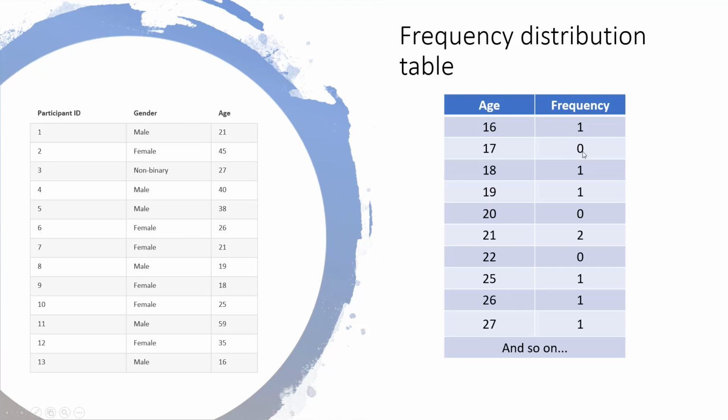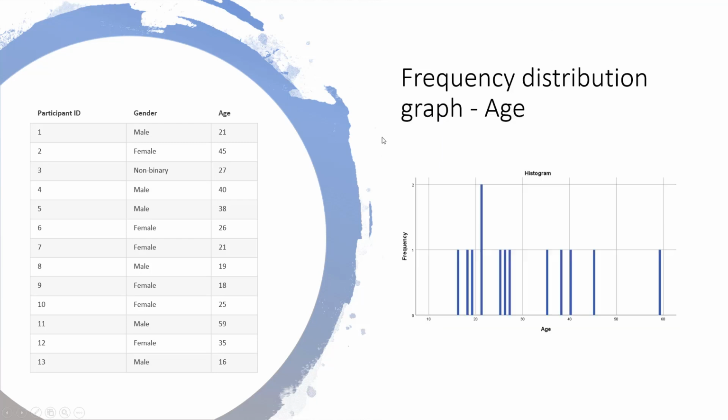What we can see is there's no one aged 17. There is someone who's 18, 19. There are 2 people who are 21, and so on and so on. So this is just a section of a frequency distribution table. Now, we've only got 13 individuals, but if you have lots and lots of data, this can be a really useful way to get an idea of how many times different things appear in your data set.